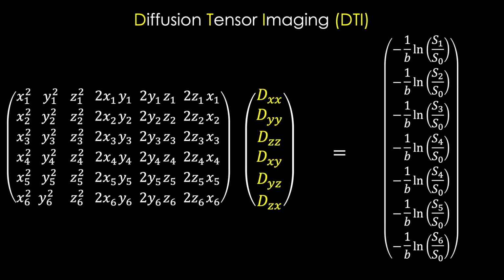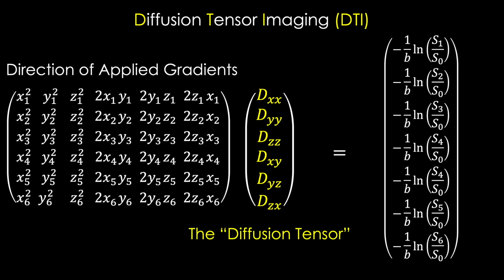Just know that the first matrix on the left represents the direction of applied gradients. The second matrix is our diffusion tensor containing the diffusion coefficients we want to solve for. And the matrix on the right is simply derived from our output signal and B value of the applied gradients. The big picture is that now we've developed 6 independent formulas to solve for 6 independent variables.